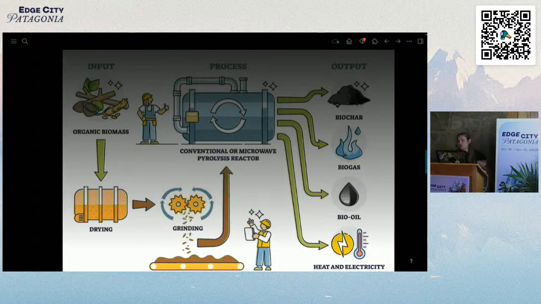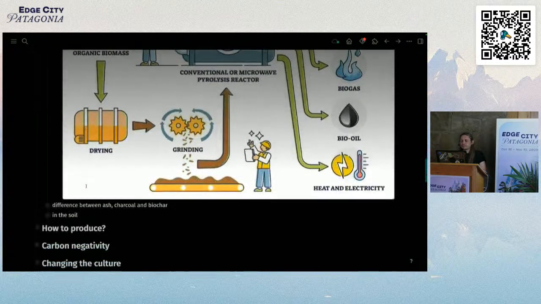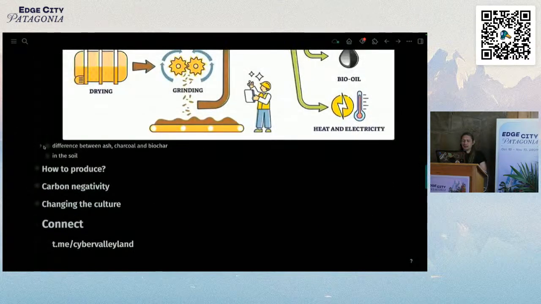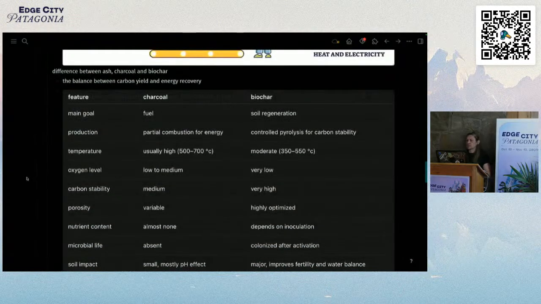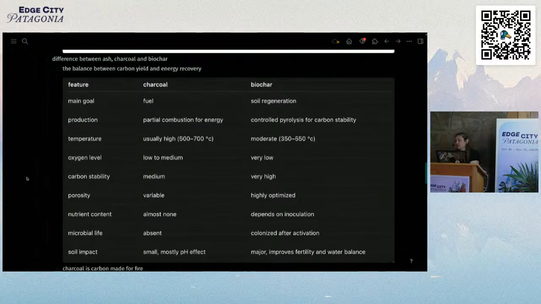And of course you have the output in terms of heat. So basically this is fertility and energy, which are two basic fundamental processes of biochar, of the pyrolysis process. Not everyone understands what the difference actually is between ash, charcoal, and biochar. So I will try to explain.